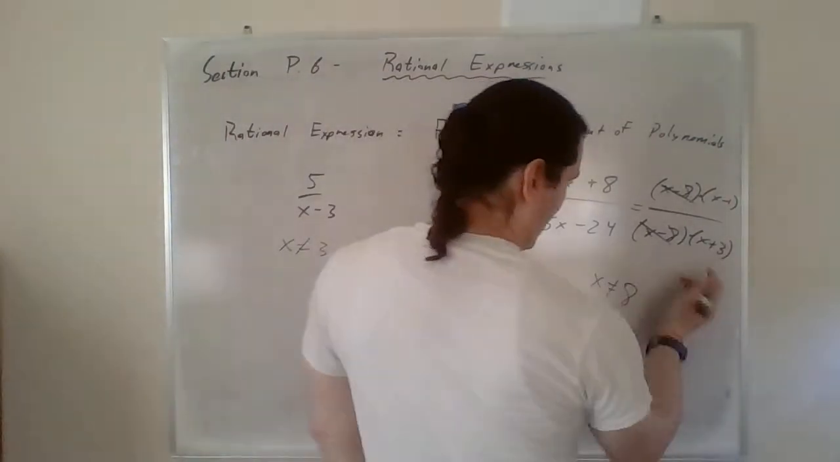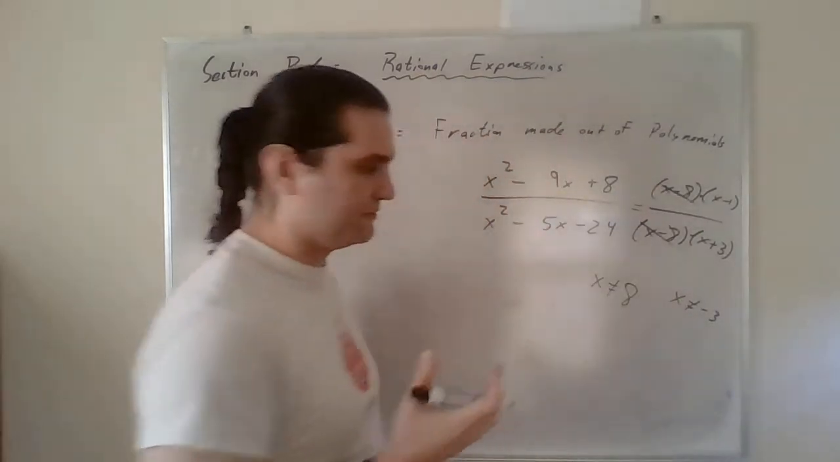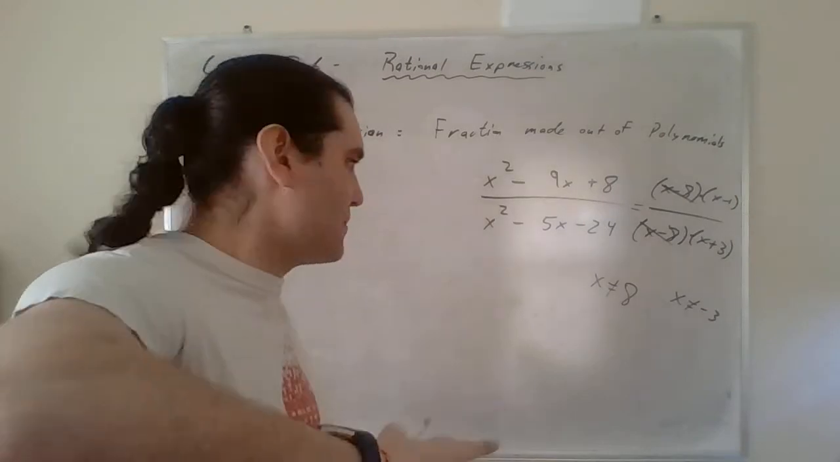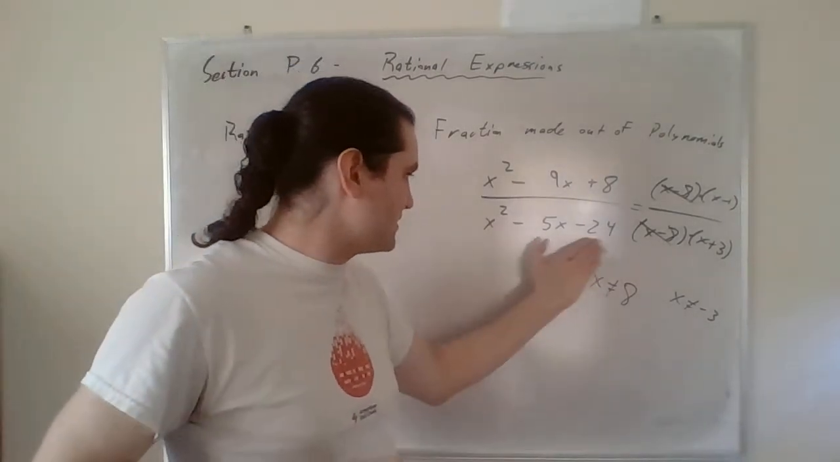So x can't be 8 because of this. X can't be -3 because of this. Those are the domain restrictions sort of imposed by this denominator on the bottom.